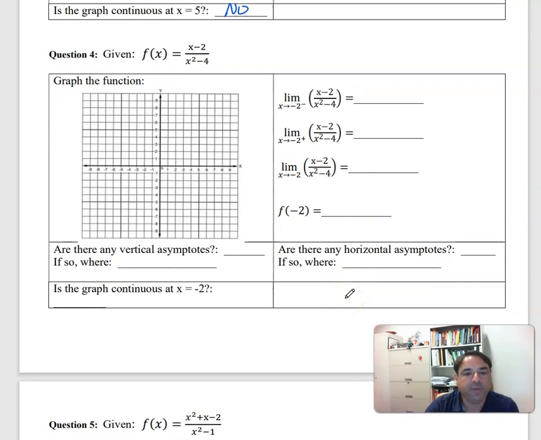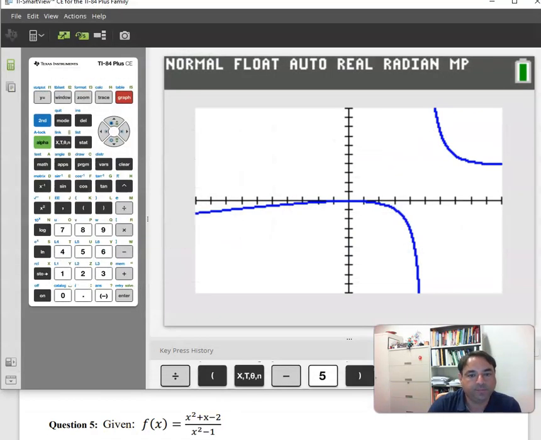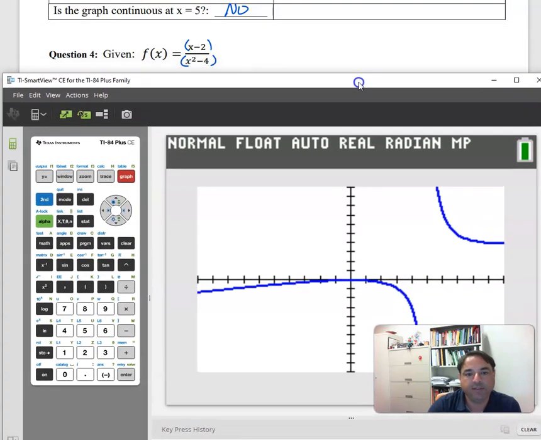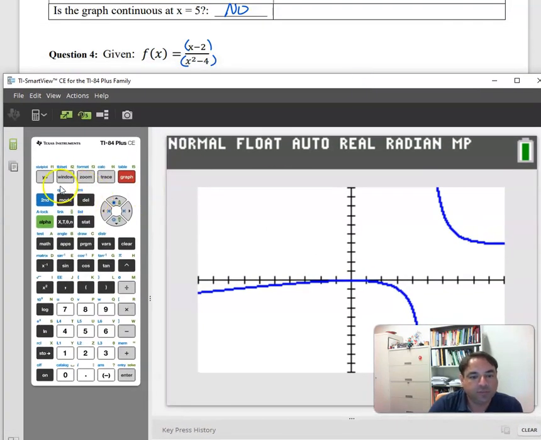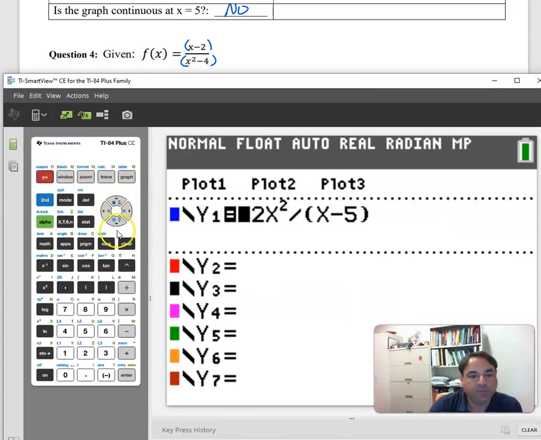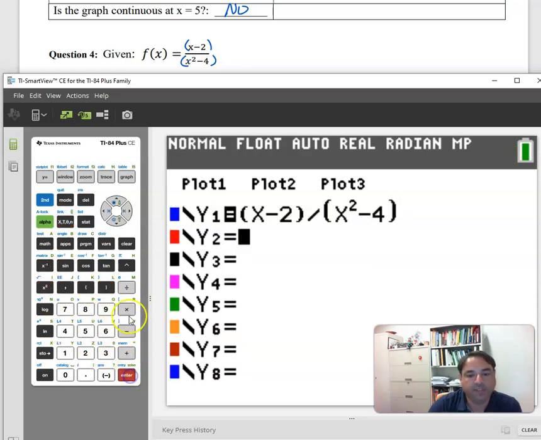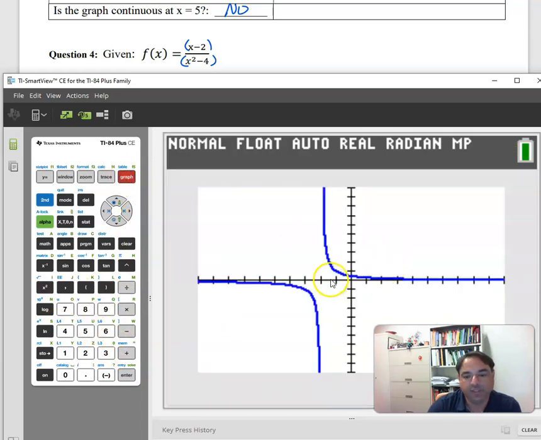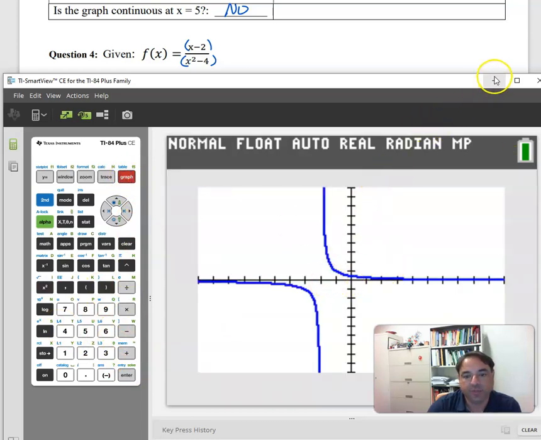Okay. Next one we have x minus 2, again, put that in parentheses, over x squared minus 4. So we go to our calculator. We're going to go ahead and hit y equals, clear what we have there. And then we're going to put in parentheses x minus 2 divided by parenthesis x squared minus 4. Hit enter and graph. And you're going to notice that at negative 2, something's going on there, right?